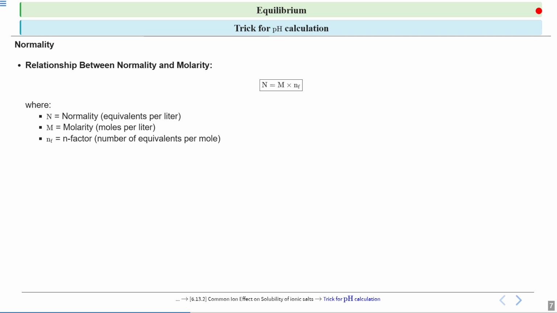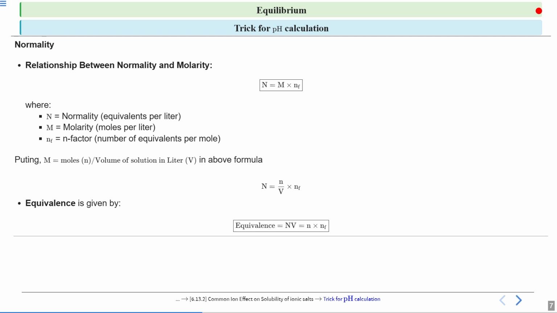Okay. Further, we can rearrange this formula by putting in the value of molarity. So what is molarity? It is the number of moles per liter of the solution. If we denote moles with n and volume with V, then the above formula can be written as normality equals n by V multiplied by NF. Or we can rearrange this to get the formula for equivalence. It's very simple. Just take the product of normality and volume and it will give you your equivalence, or it can be written in terms of number of moles and n factor.